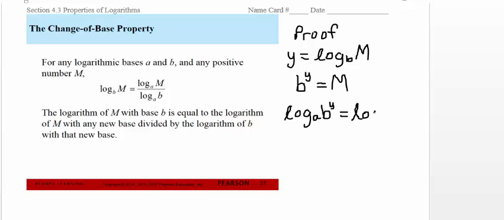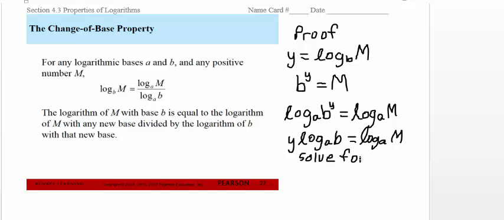So let's apply the base a log to b to the y and also to m. Now let's apply the power rule to the base a log of b to the y, which gives us y times the base a log of b. Let's solve this for y. So we're going to divide both sides of the equation by the base a log of b.